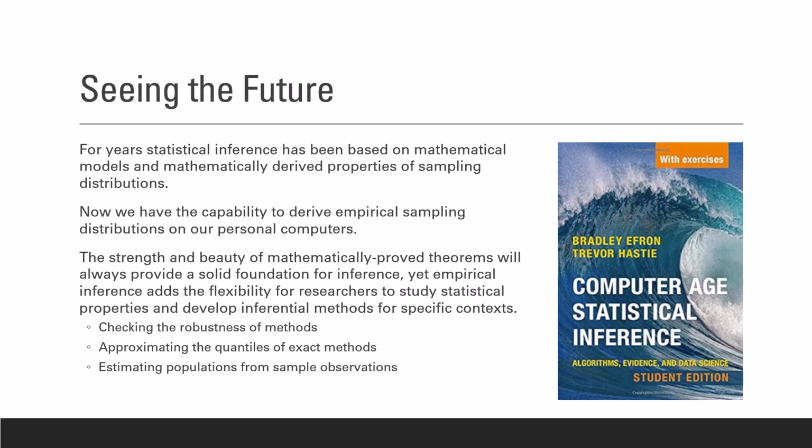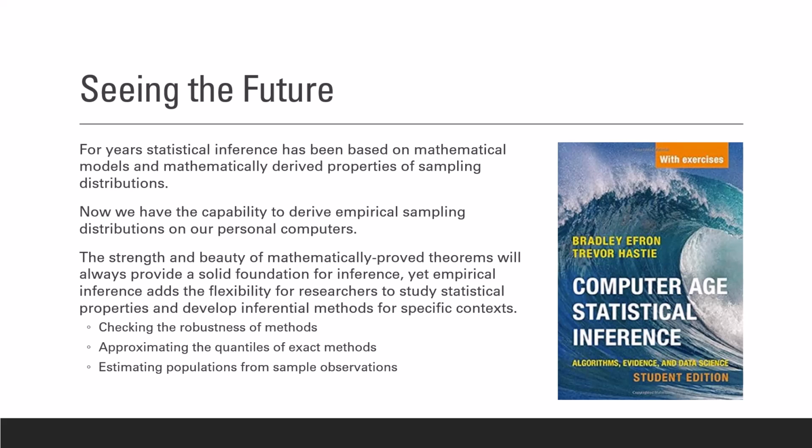You can use empirical inference to check the robustness of methods. So you may say, look, I have a situation here where I have a skewed distribution, or maybe I have a normal distribution with slightly heavier tails than normal, but it's not quite logistic. Or here I have a distribution that's not really Laplace, but it's kind of heading that way.